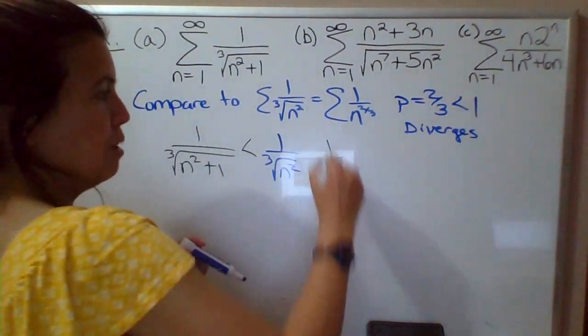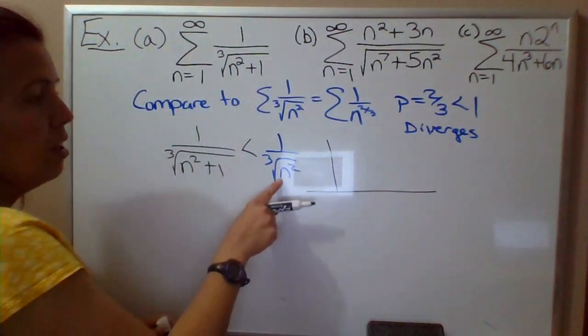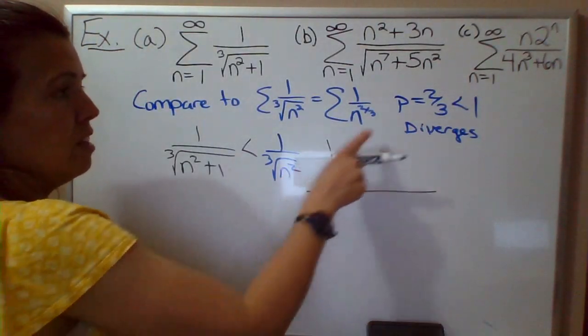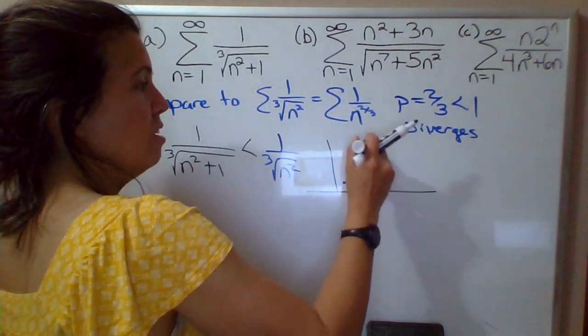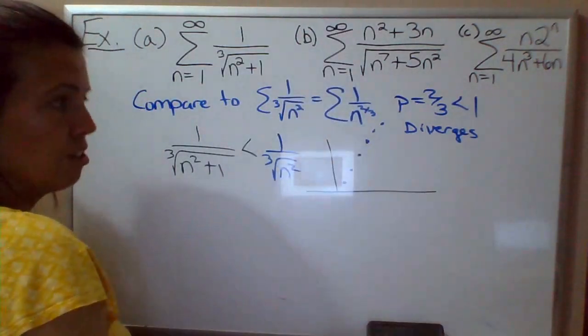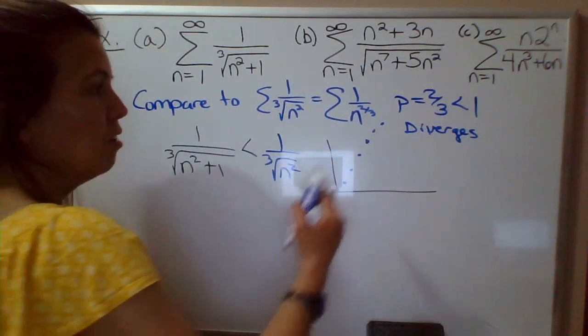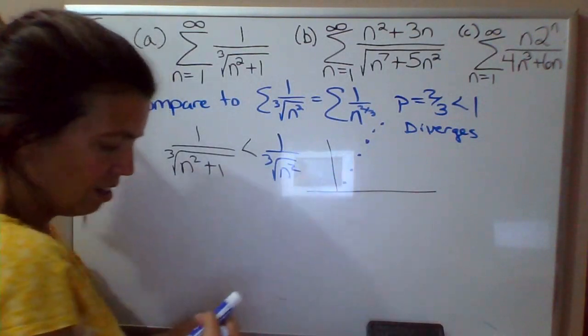Now I'm going to draw that picture that I like to draw. So if I'm doing the direct comparison test, I need to draw a quick picture. I have a larger series that diverges. That means that the partial sums for this larger series are increasing without bound. We know they're increasing; diverges tells me they're unbounded. Well, then when I'm comparing to a smaller series, that's inconclusive.